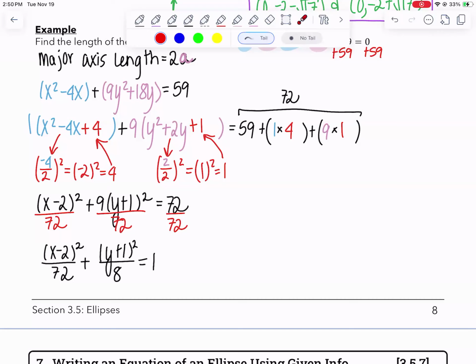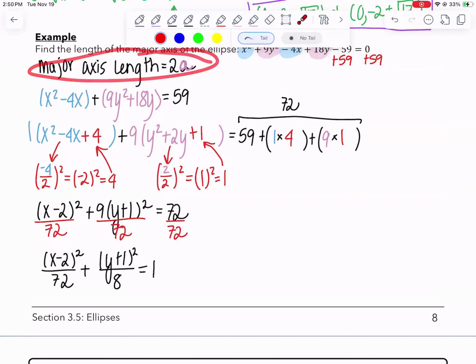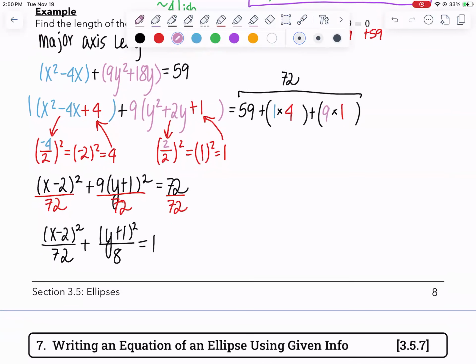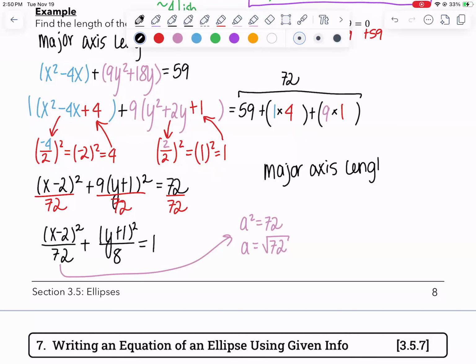Again, all we need is to figure out what a is so that we can find 2a. So the bigger number is going to be a squared, right? A squared is 72. That means a is the square root of 72. Yes, that radical simplifies, but I'm not going to bother. So major axis length equals 2 times a. A is the square root of 72. So that's our answer, 2 times square root 72. Boom.